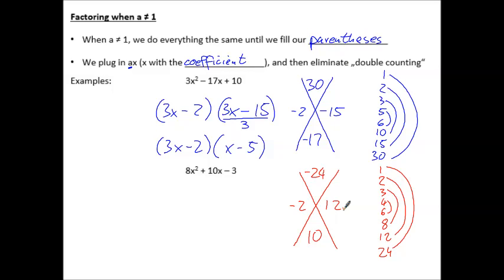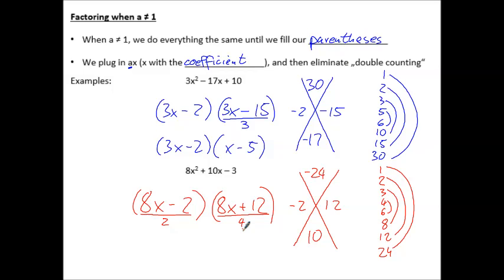Okay, let's set up our parentheses. Put 8x into each of them, and then the negative 2 and a positive 12. And now let's see what we have here. We have 8x minus 2, and we can take out a 2 here, and we have 8x minus 12, and they have a 4 in common that we can divide out.